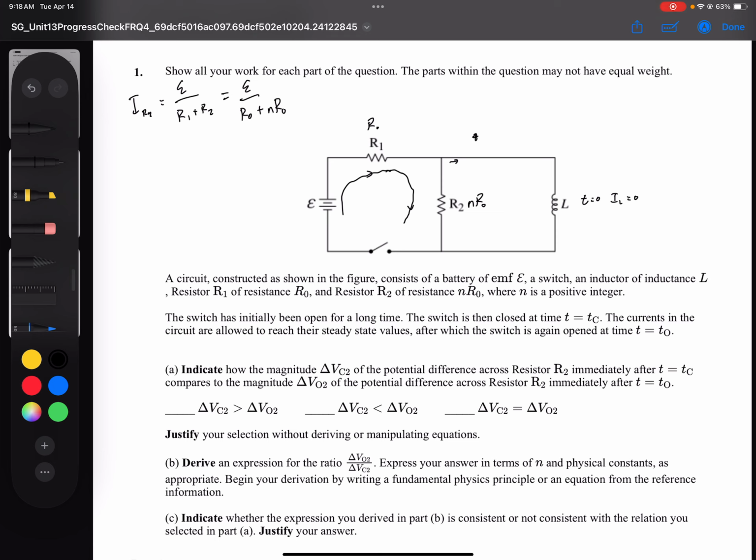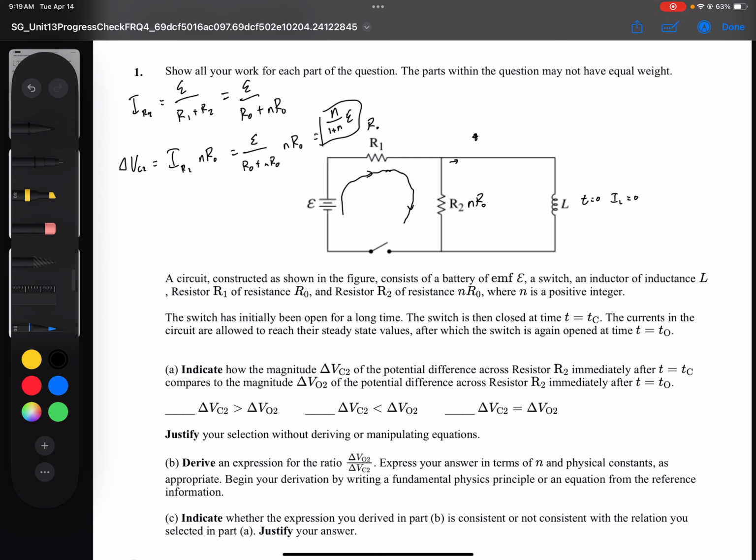Here we have to solve for the potential difference. So we have I R2 times N R naught. All right, so I have epsilon over R naught plus N R naught times N R naught, and that comes out to N over 1 plus N times epsilon. So this is going to be the voltage across resistor 2 immediately after the switch is closed.